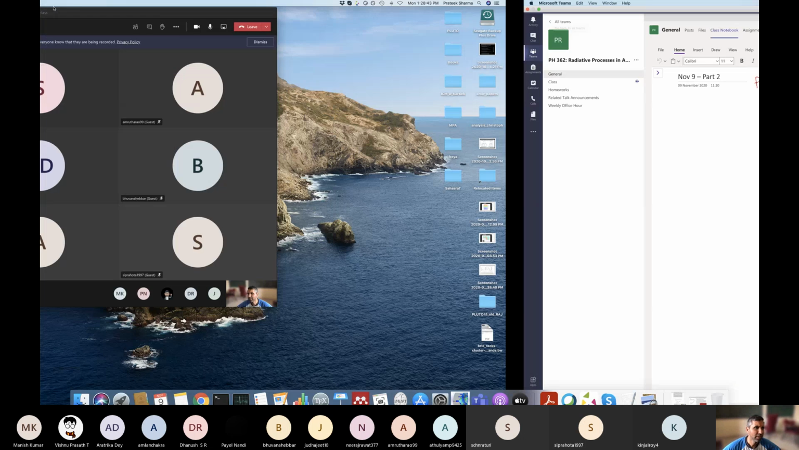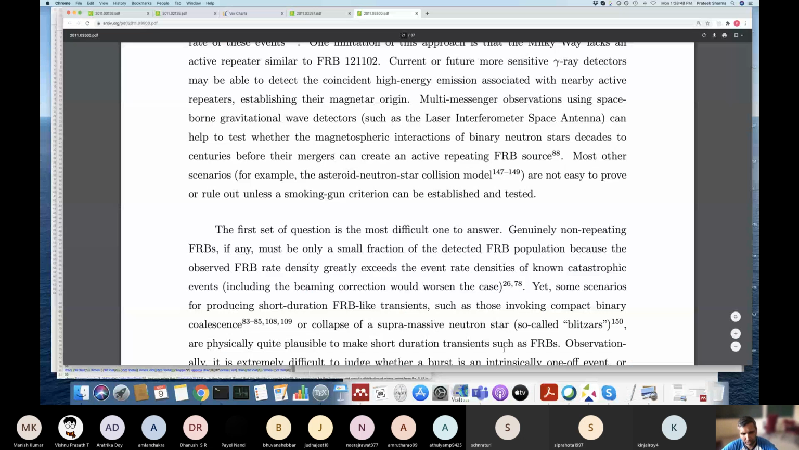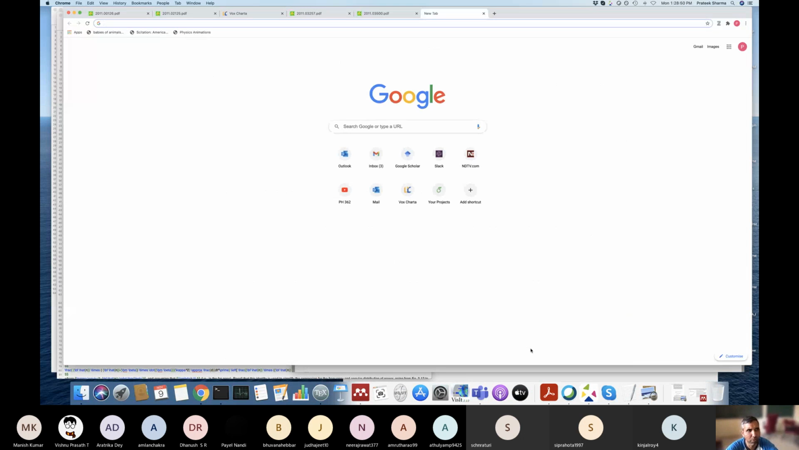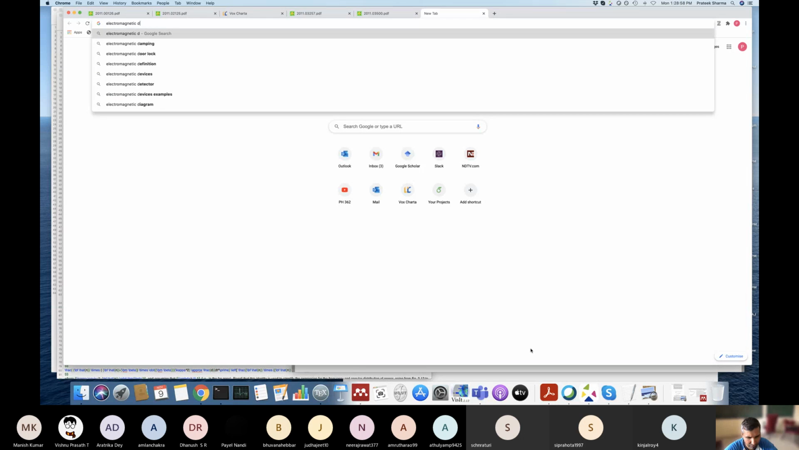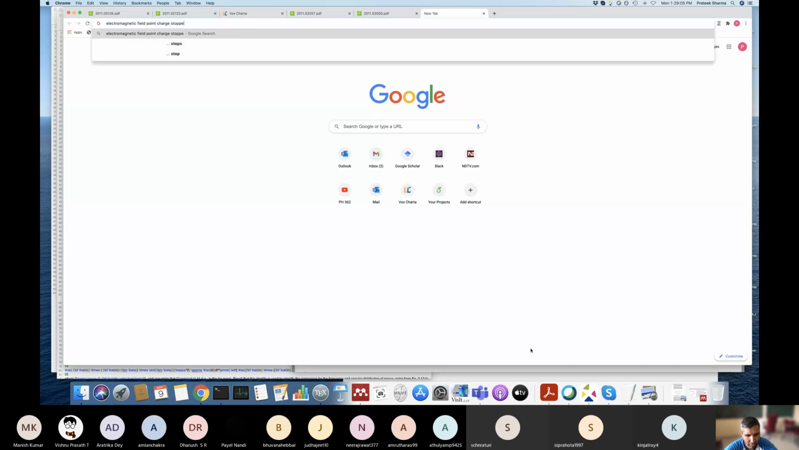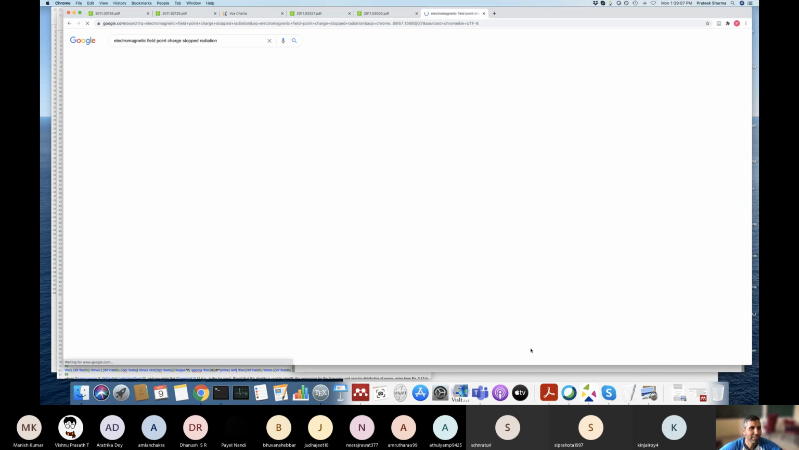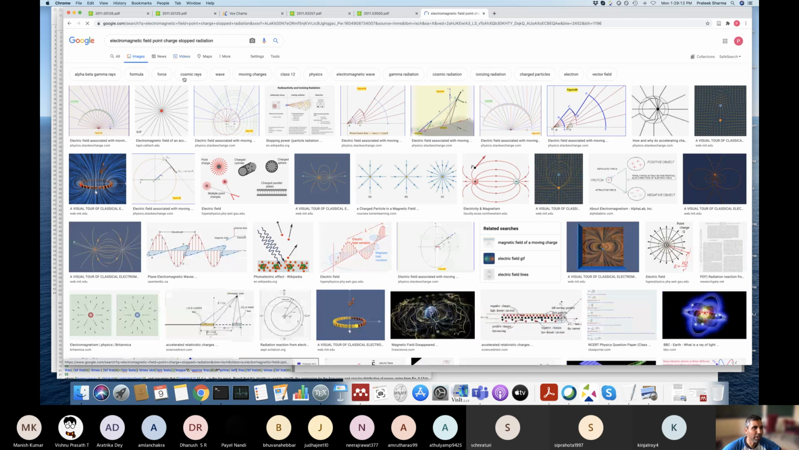Okay, let me do one thing. Let me just try to Google electromagnetic field to point charge stopped radiation. Let me see if I get some nice... Okay, good. We may have some good illustrations.